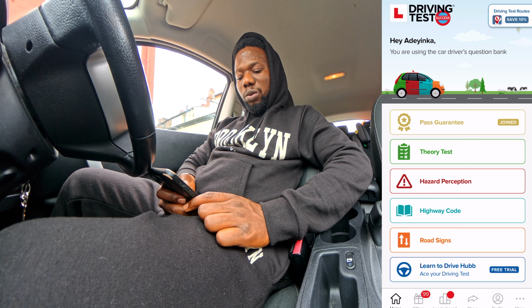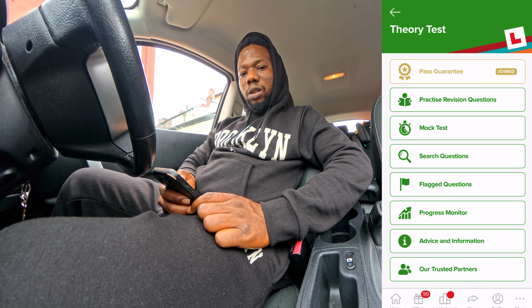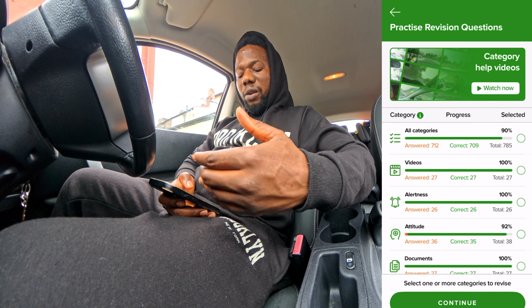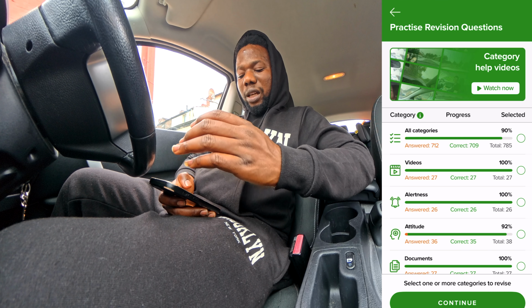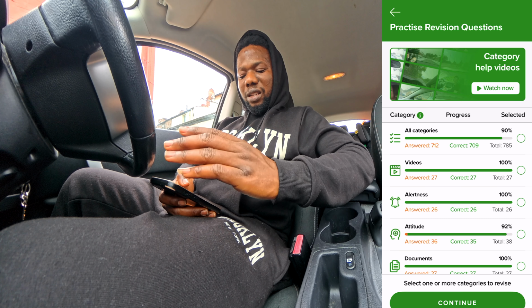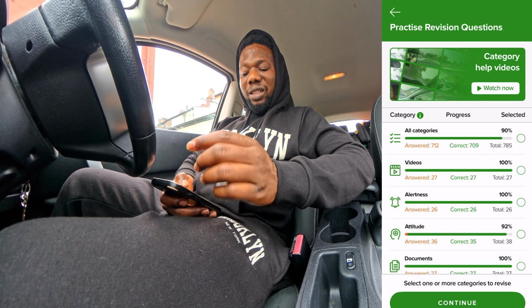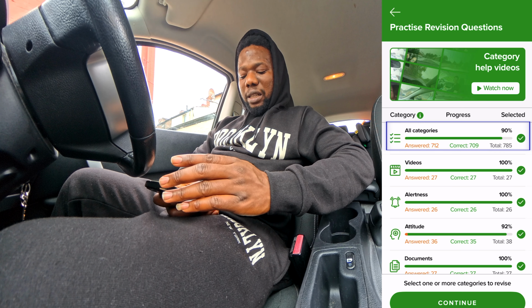when you open up, just go to the theory test, and you see practice revision questions. It's just showing different questions. Basically, the total number of questions in this is 785. So I don't choose categories, I go to all categories and then continue.